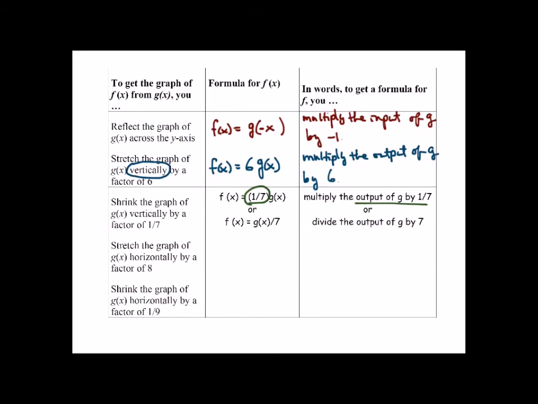If I want to stretch the graph of g horizontally by a factor of 8, this is actually to gain coverage in the x direction, and to accomplish that, you actually multiply a 1/8 to the input value.